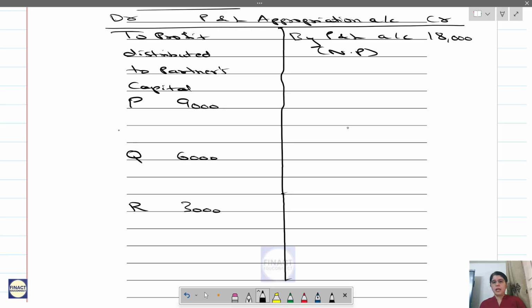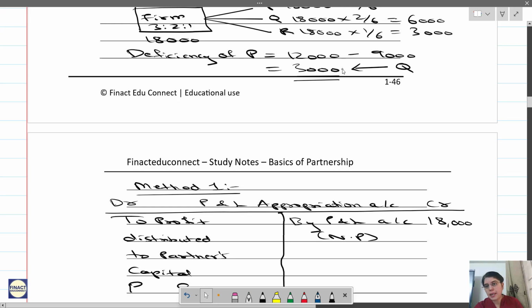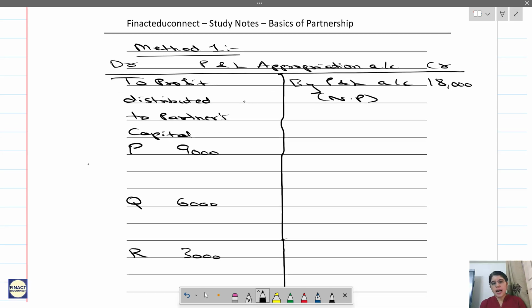Okay, now what is happening? See, now P has a deficiency of 3,000 which has to be given by Q. So I will add this deficiency to P. How much? 3,000. It has to be given by whom? By Q. So less P's deficiency. So Q will give this deficiency from his or her profit.